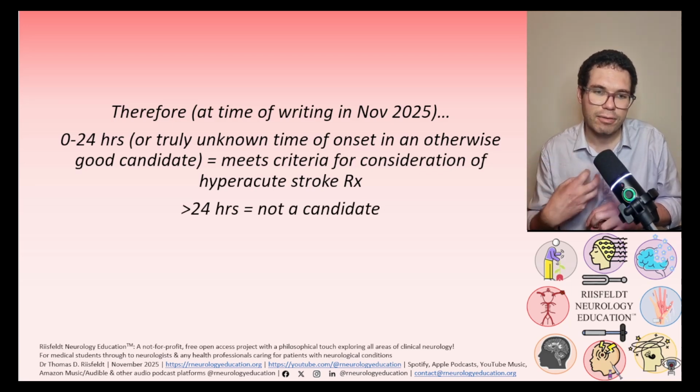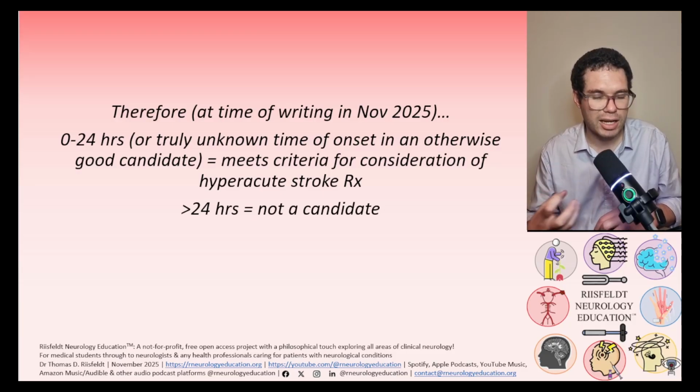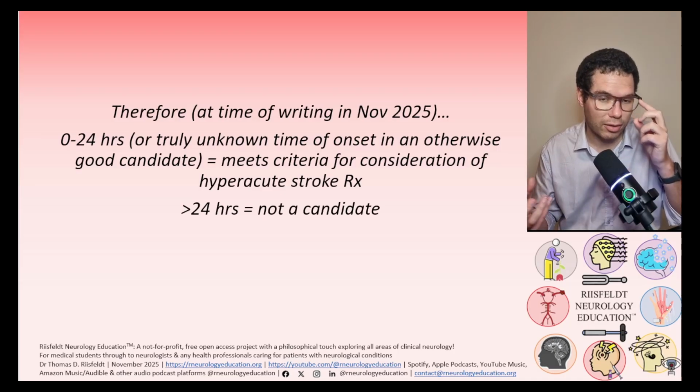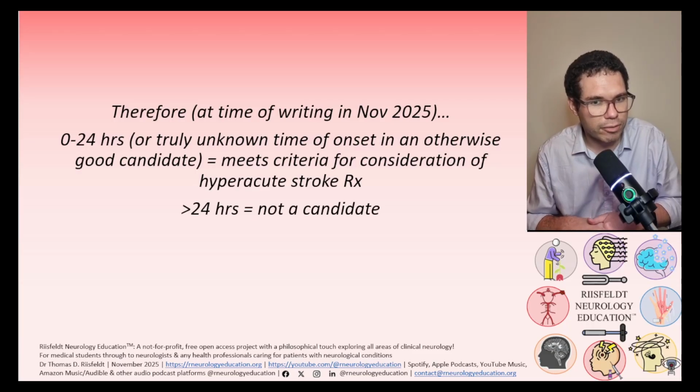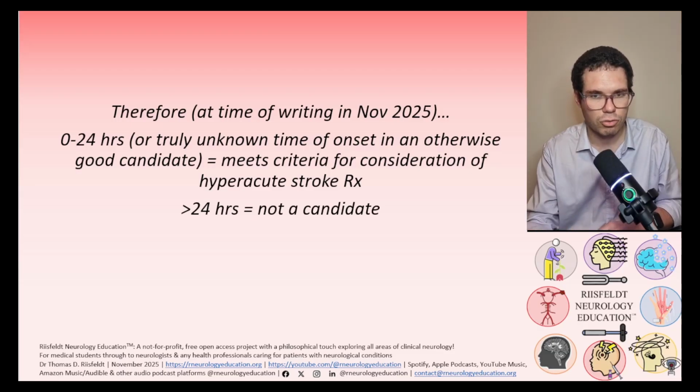And the other thing is, if a patient has a truly, truly unknown time of onset in an otherwise perfectly good candidate, then that also potentially meets the criteria for consideration if MR is available. Conversely, if the time of last seen well was more than 24 hours ago, then really the patient is not a candidate for hyperacute stroke intervention.